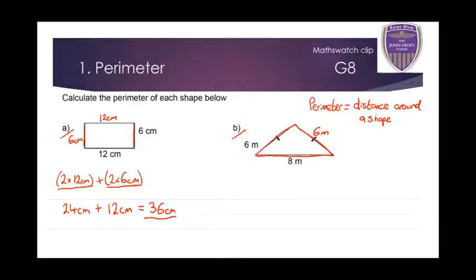So I'm not going to bother multiplying anything. I'm just going to add them all together. So I'm going to do 6 centimeters plus 6 centimeters plus 8 centimeters, okay? So 6 plus 6 gives me 12 centimeters. I still need to add the 8 centimeters. And 12 centimeters plus 8 centimeters is 20 centimeters. And that's our final answer for this question. Let's move on to the next topic.